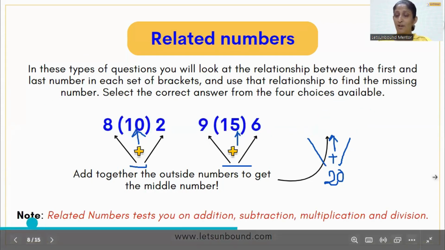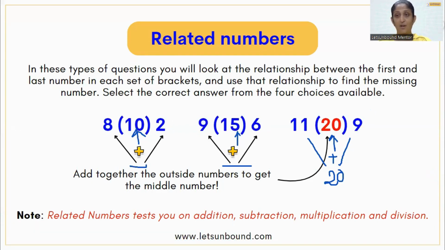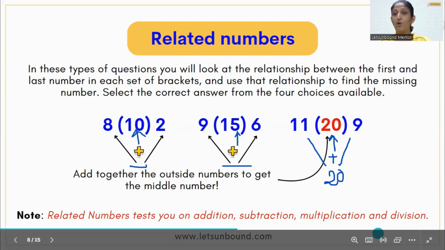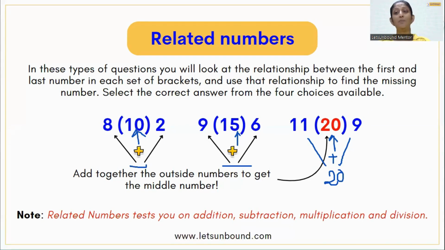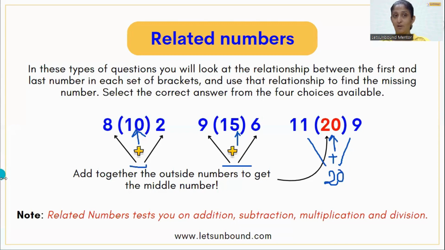Now, one important thing I would like to inform you is this is one example on addition, but not necessarily the relationship would always be on addition. The relationship could also be subtraction. It could also be multiplication. It could also be division, or it can be a combination of any 2 or 3 operations as well. Like the numbers can be added or can be subtracted with a multiplication or can be added with a division. You just need to understand what is the relationship. All right.